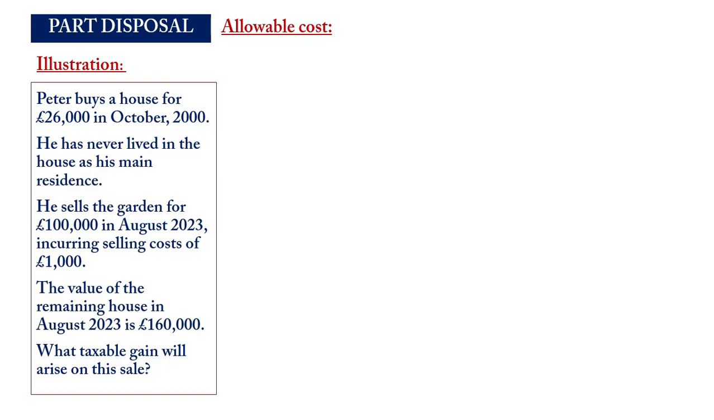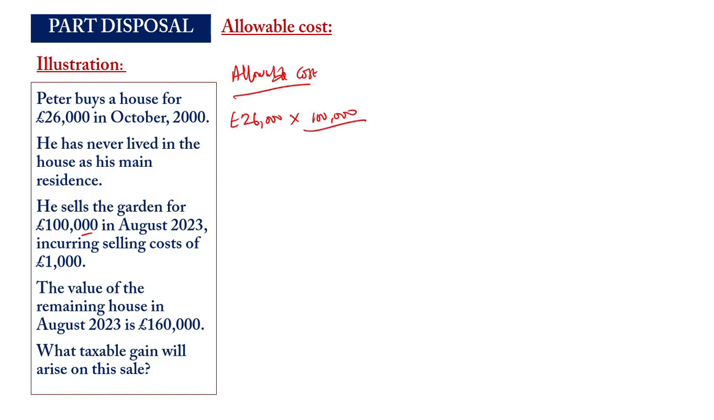Okay, so in order to get the allowable cost, we are told that it will be the original cost of the asset. The original cost of the asset is £26,000. That is what was paid for the total asset. Now, the proceeds of the garden which is being sold off is £100,000. Okay, so now that is giving us £100,000.